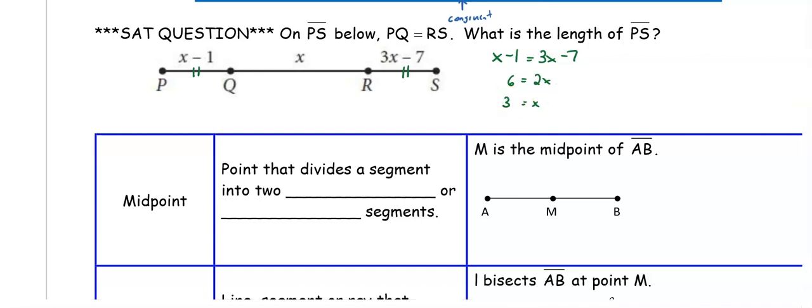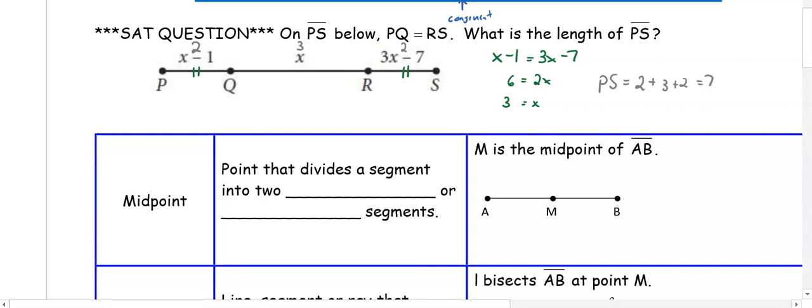Then if I want to find the length of PS, 3 minus 1 is 2. X is just 3 here. And then 3 times 3 minus 7 is also 2. To find the length of PS, we would add those three pieces together. 2 plus 3 plus 2 gets us a length of 7.